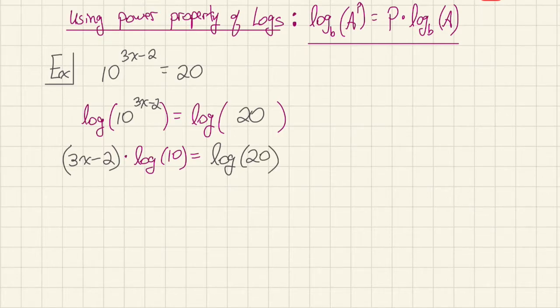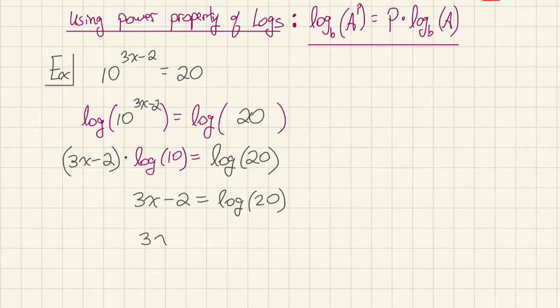All right, now the log of 10, what power do you raise 10 to get to 10 is just 1, and that becomes 1 times 3x minus 2. So we're going to get 3x minus 2 is equal to log of 20. And now we can start solving for x. Log of 20 is just a number. You can type it in your calculator, get some ugly decimal for it.